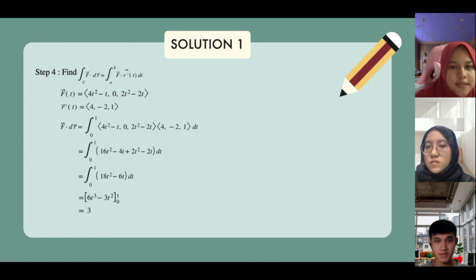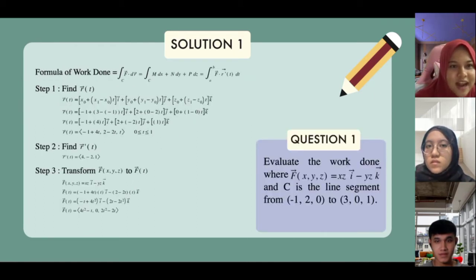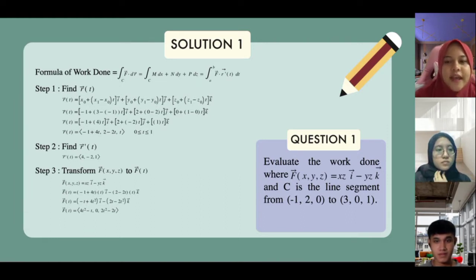So we move to the first step, which is to find the vector r(t). To find the vector r(t), we need to identify which method is suitable for the question. Since the question gives us a line segment from (-1, 2, 3) to (3, 0, 1), we can conclude that we will use the equation of vector r(t) as shown in the slide.